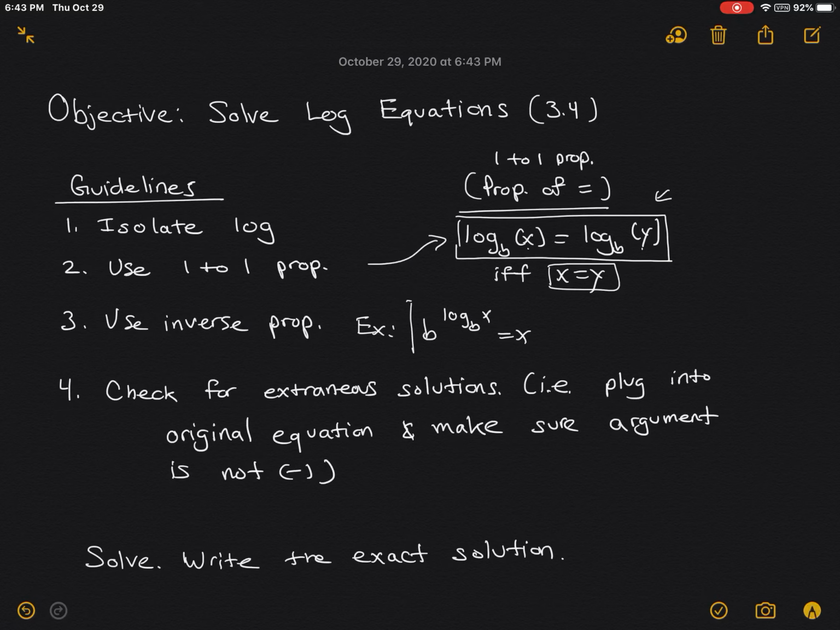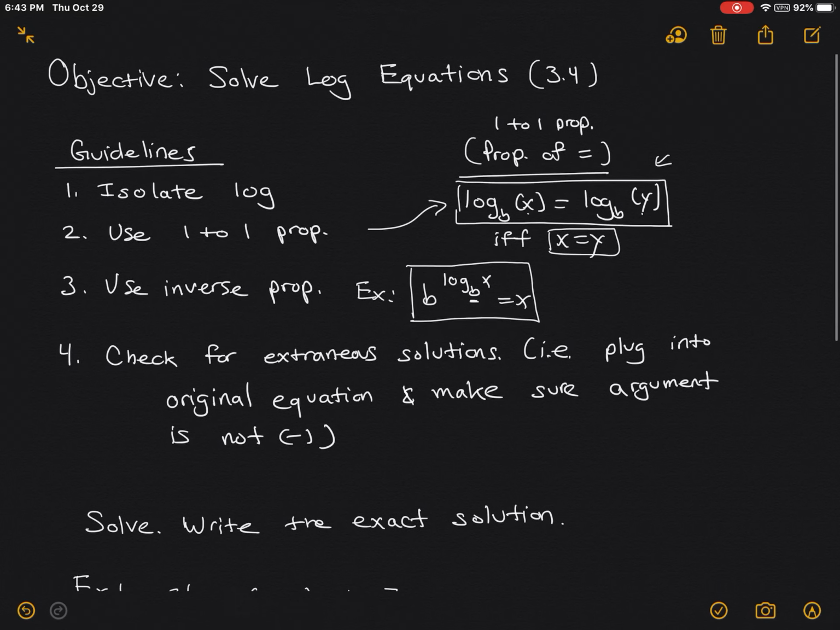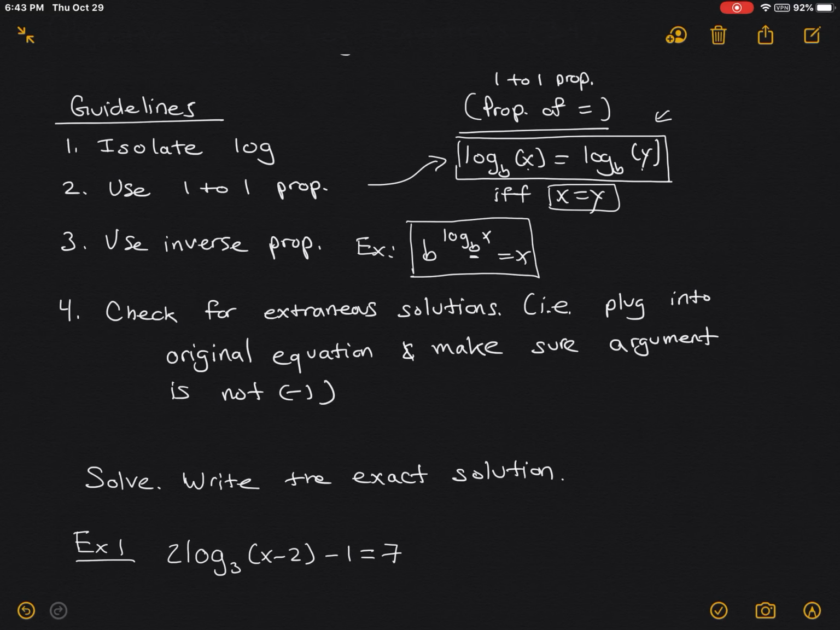Sometimes you can't always use the one-to-one property. You might have to use the inverse property. And the inverse property is basically exponentiating by whatever base that this log is. In this case, the base is just b, okay? You have to do that to the left and to the right side. And this is kind of important, okay? This is where it slightly differs.